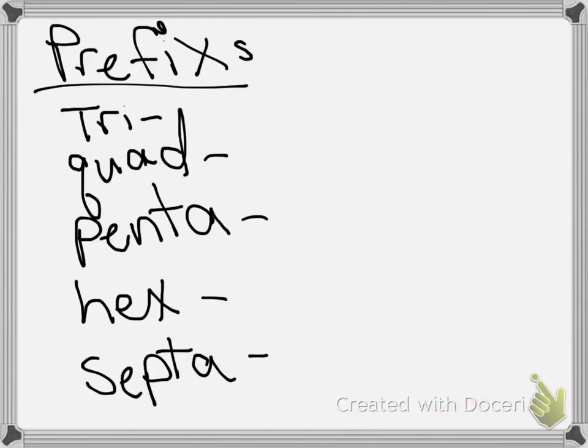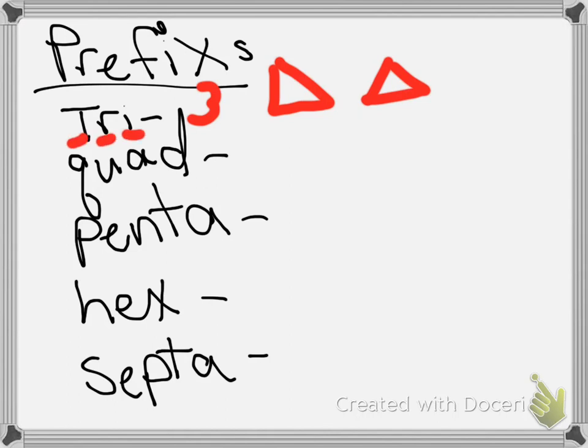So, next thing, let's talk about prefixes. Prefix, remember, that's when you stick something in front of a word to change the meaning a little bit. The first one is tri. Tri means 3. 3-sided, so a triangle. And look, there's even 1, 2, 3. 3, tri. Next one is quad, like quadrilateral.